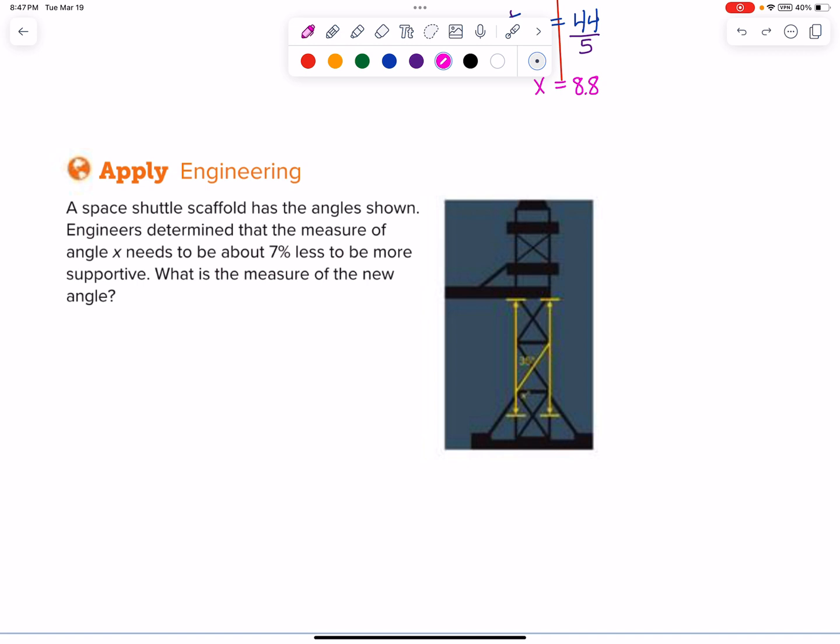That's a little hard to see. Hopefully we can figure out what that says. Okay, it says engineers determined that the measure of angle X, so that must be here, needs to be about 7% less to be more supportive.